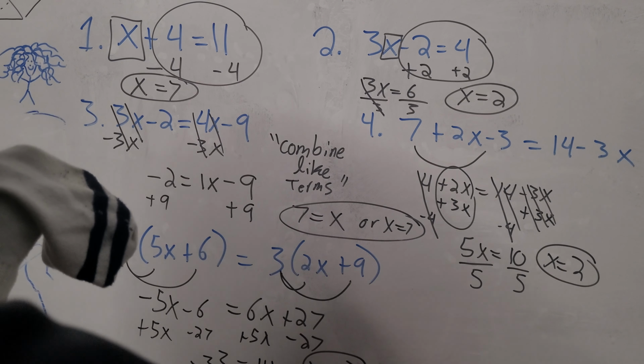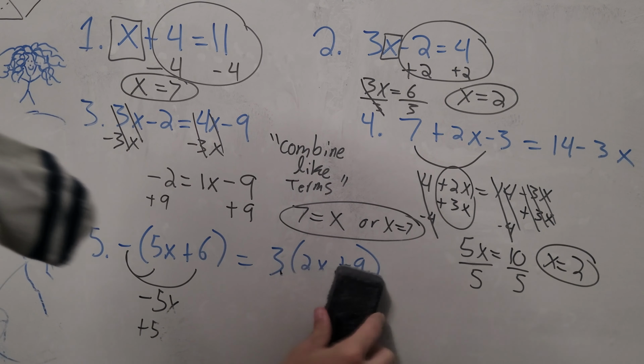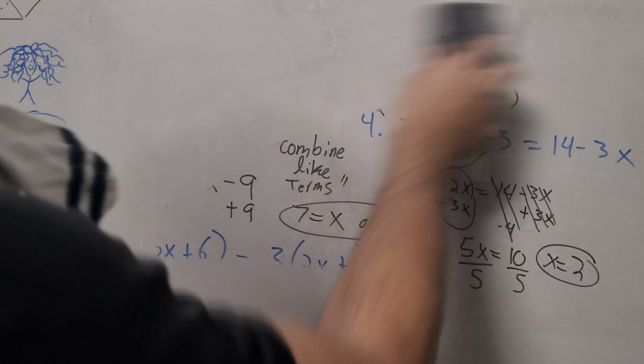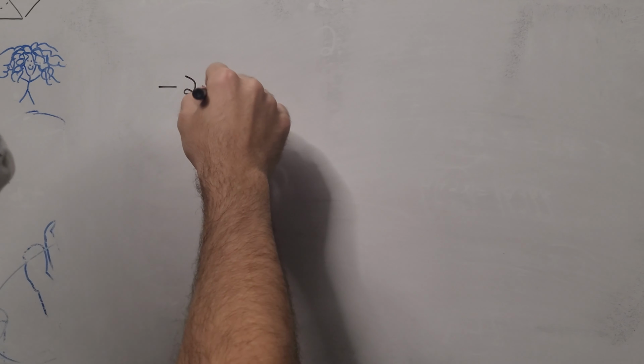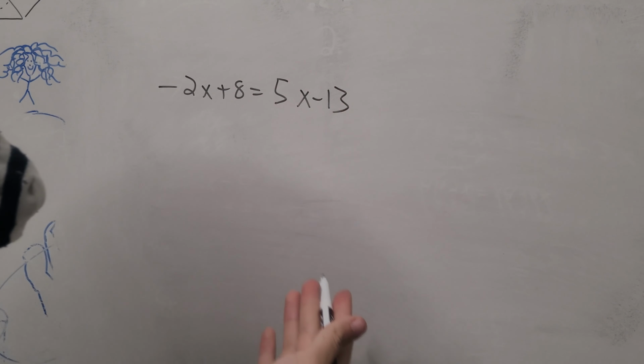All right, great job so far, guys. We have some more problems coming up. These next ones are going to be some that you could try on your own, utilizing the steps and notes that I just gave you. Let's do negative 2x plus 8 equals 5x minus 13. Pause the video and try this on your own.